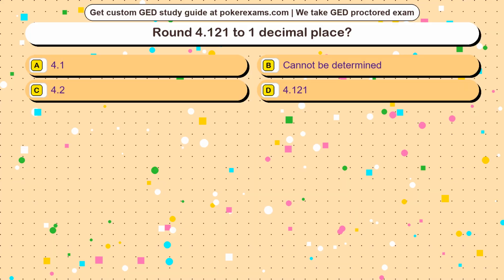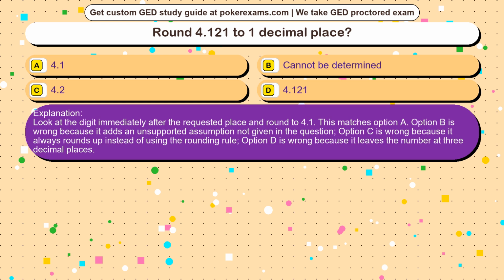The correct answer is option A. Look at the digit immediately after the requested place and round to 4.1. This matches option A. Option B is wrong because it adds an unsupported assumption not given in the question. Option C is wrong because it always rounds up instead of using the rounding rule. Option D is wrong because it leaves the number at 3 decimal places.